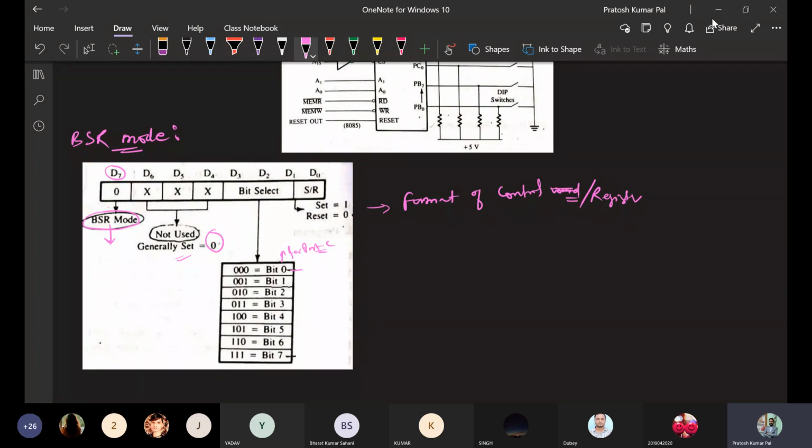So suppose a question is there. First of all, we know which bit we need to select will be decided by the D1, D2 and D3 bits. And after selection, whether that selected bit will be set or reset will be decided by the 0 bit of the control register.